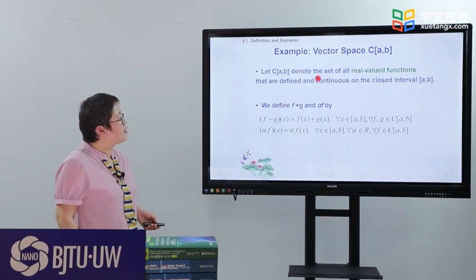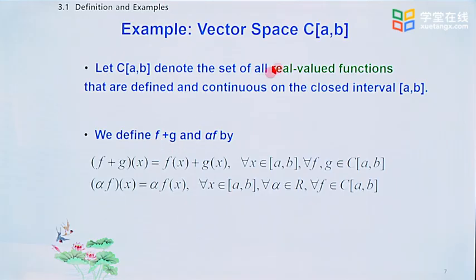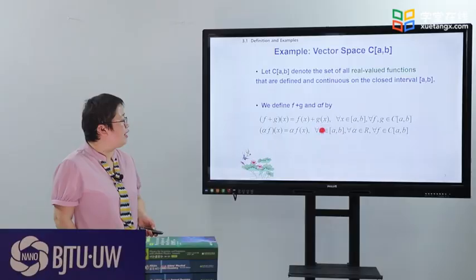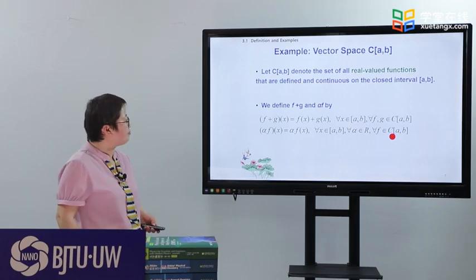And for these functions, for these vectors in this space, we define f plus g and alpha f this way. So (f plus g) function on x equals f function on x plus g function on x. And (alpha times f) function on x is just defined as alpha times f function on x, for any x in this closed interval a to b, and for any alpha real number and any f continuous function on [a,b], okay?